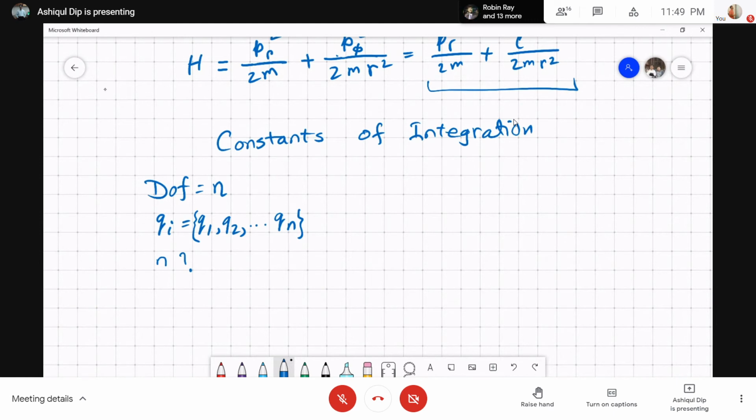The answer is you need to provide twice n. So for initial data, for coordinate Qi at t equals 0, you also need the corresponding velocity, Qi dot at t equals 0. Because it's a second order differential equation, right? If you do Newton's law with n degrees of freedom, you need to provide these two data.